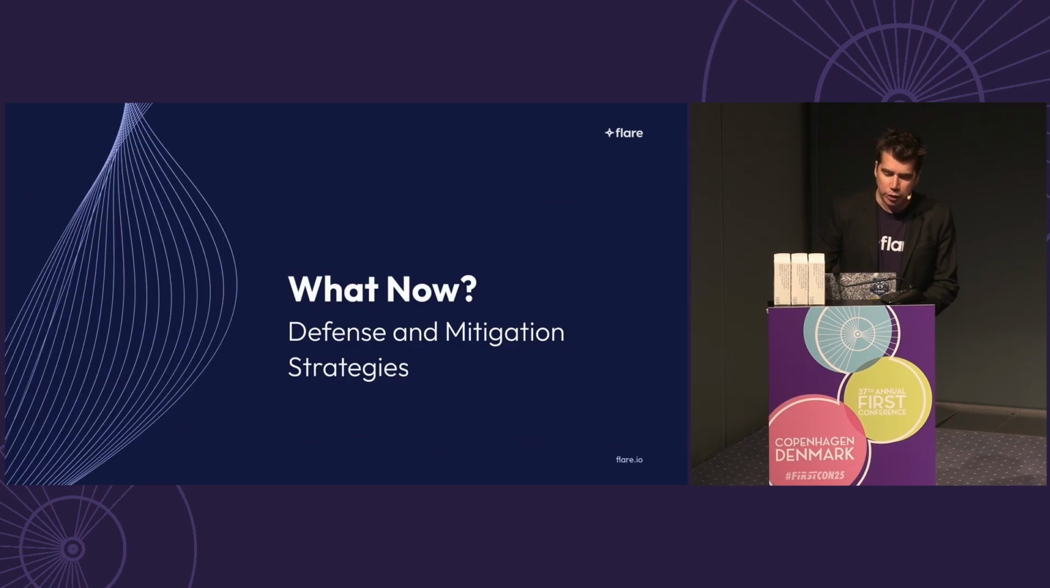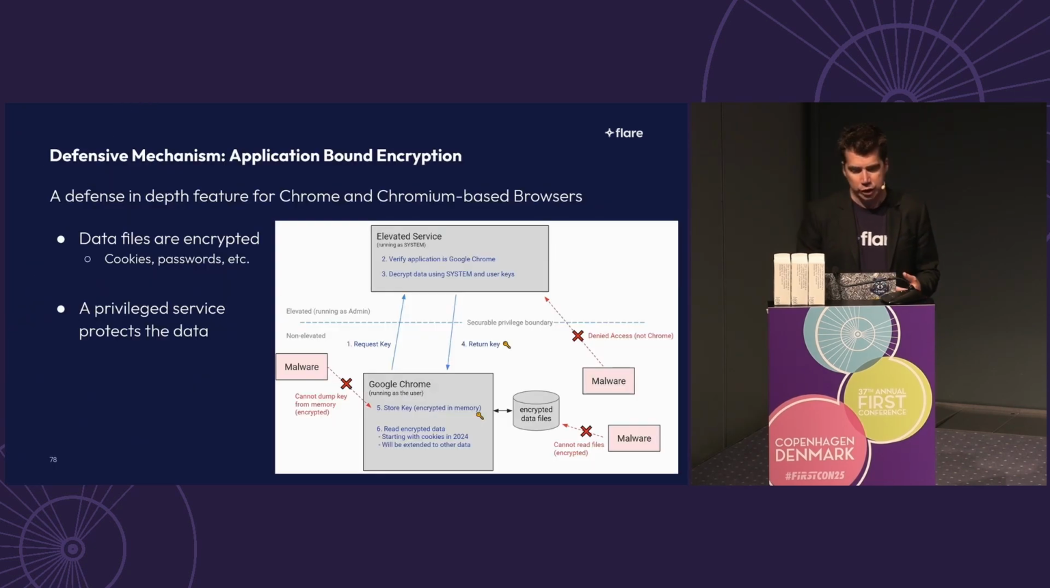Now, I wanted to talk about what's going on with the defense and the mitigation strategies. One big defensive mechanism that appeared last fall is application-bound encryption. This is Chrome and all Chromium-based browsers encrypting the cookies and the passwords better and protecting them with a privileged service that is only accessible via a specific entry point. So you can no longer just do file I/O and steal all the data. However, I'm going to go a bit quickly over this. Unfortunately, if you have questions, you can come and see me.